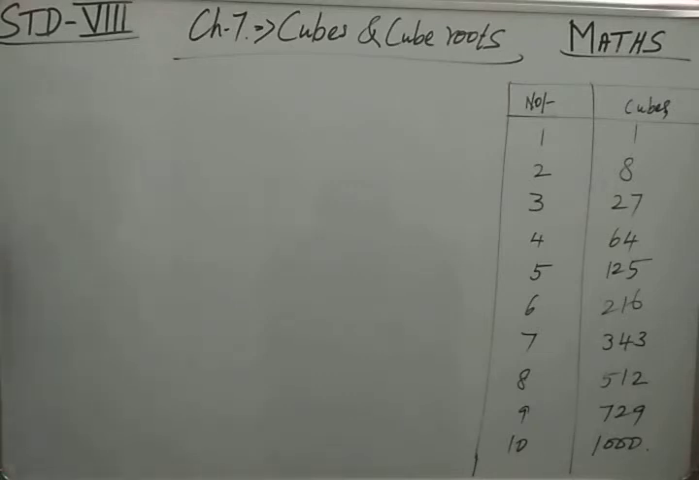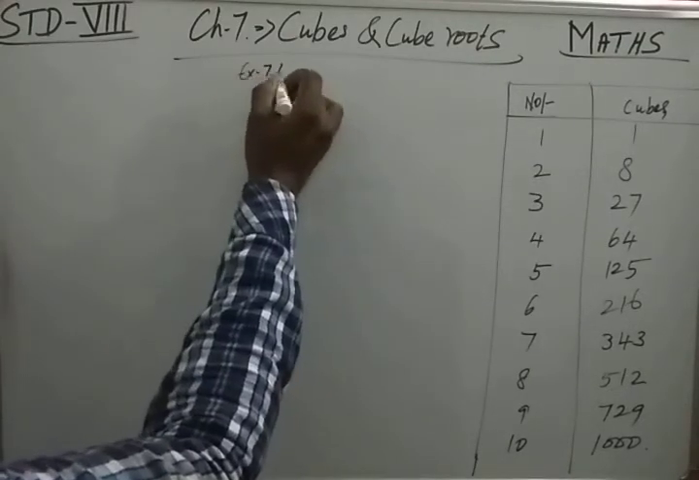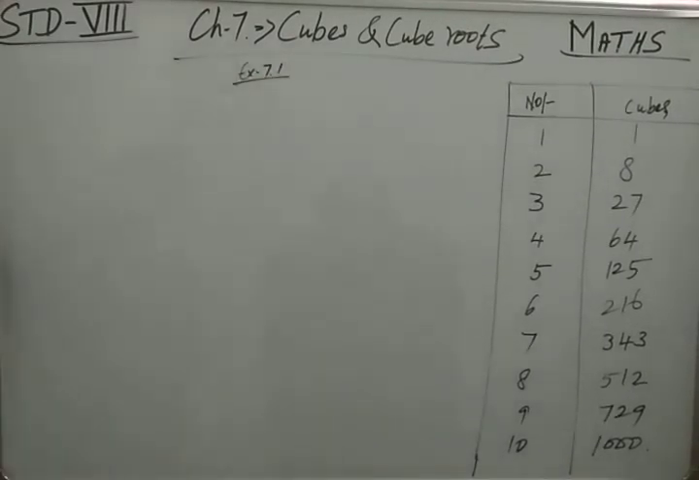Now according to this we are going to solve exercise 7.1. The first question: which of the following numbers are not perfect cubes? By looking at this table itself you can say the answer, only one number is not a perfect cube. You can directly give the answers, but since they ask you to check, we have to solve the sums.